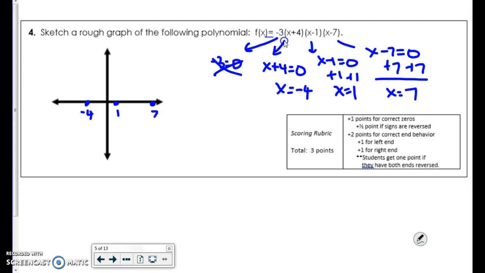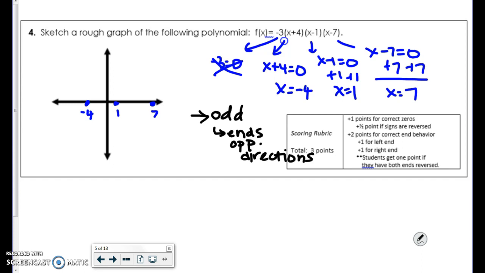So if you notice, I have 3 zeros, and 3 is in fact an odd number. So that tells me that this is going to be an odd graph. And we know that if it's an odd graph, the ends point in opposite directions. Odd, opposite. That's kind of the way that we should think about it, is that they point in opposite directions.